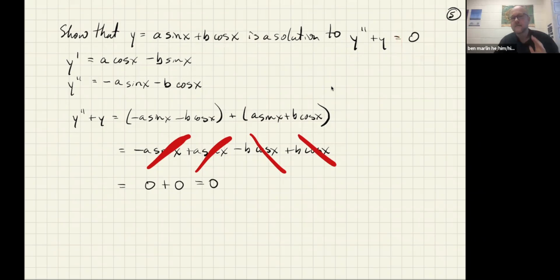So when you're asked to verify something's a solution to a differential equation, it's purposely meant to be an easy problem. But lots of times people misinterpret it as a hard problem because they think they have to find the solution. No, the solution's already given to you. It's just plug it in, follow the rules of algebra, and show that the left side is equal to the right side.